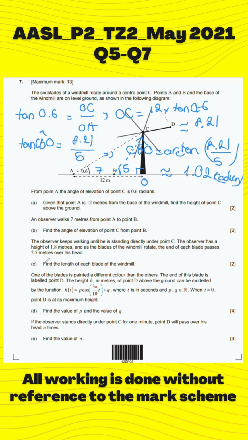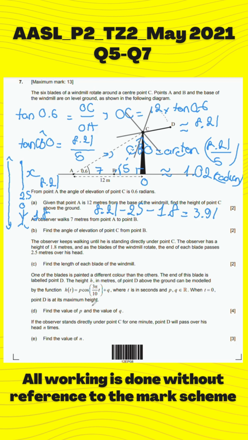Okay, next, find the length of each plate. So we assume the plate is hanging down like this, and this is the server. We know that the total height of this one is the same as the height of point C, 8.21. The observer is 1.8 meter tall, and the distance from his head to the plate is 2.5. So to find x, which is the length of the plate, we will do 8.21 minus 2.5 minus 1.8. So we will have 3.91 meter.